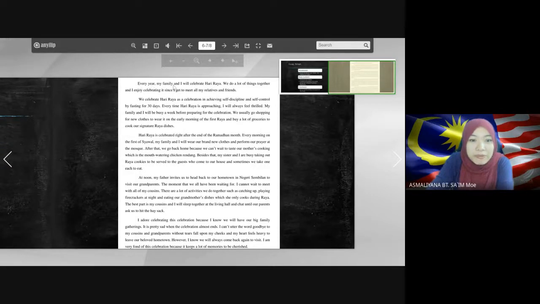Every year, my family and I will celebrate Hari Raya. We do a lot of things together and enjoy celebrating it since I get to meet all my relatives and friends. Siapa tahu perenggan pertama ni panggil apa? Oh no, what is this called? Pendahuluan. Good. Introduction. Okay. I need somebody to read the rest of them. Siapa boleh tolong baca?